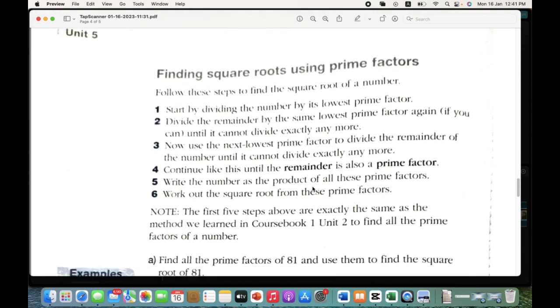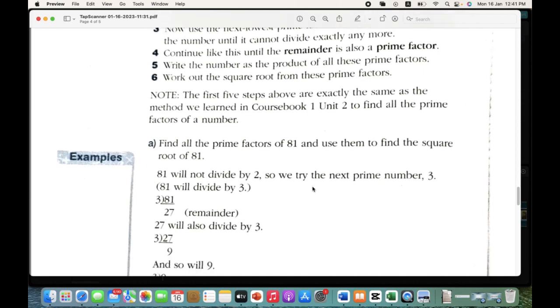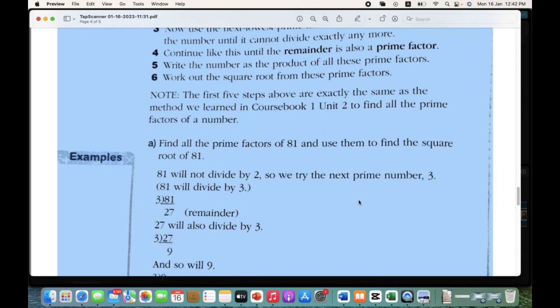Finding the square root using the prime factor. How do you find the square root of a number using prime factors? What we do here, we actually needed the board. It's easy. Break 81 down. Find the factors of 81.